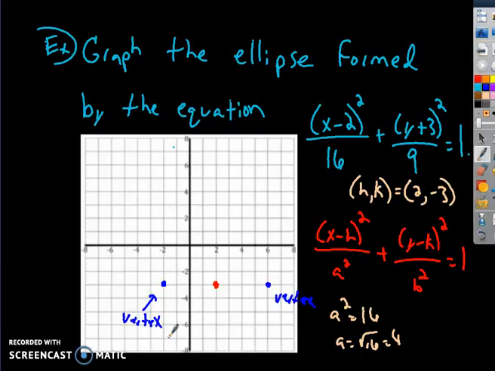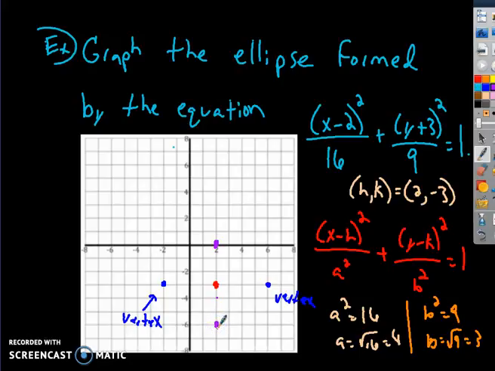Now once you get the co-vertices, I know enough to graph it. I know that b² is beneath the y value, so b² equals 9, so I know b has to be 3. From the actual y coordinate, which is at −3, I need to go up 3 in the y direction, so that's 1, 2, 3. I'll go down 1, 2, 3, puts me down here.